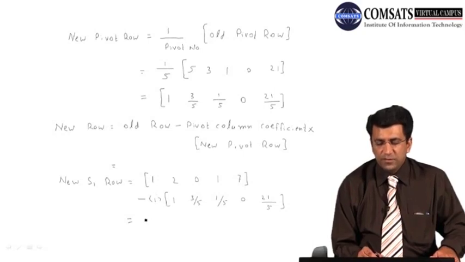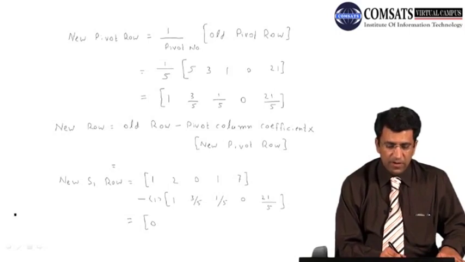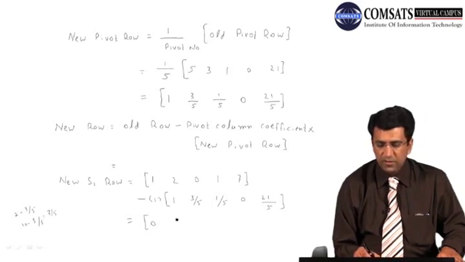Now that is 1 minus 1. The first value will be equal to 0. The next value will be equal to 2 minus 3 by 5. You can do some rough work here: 2 minus 3 by 5 is 10 minus 3 by 5, and this will be equal to 7 by 5. So this is our second value, that is 7 by 5. The third value will be equal to 0 minus 1 by 5, so our third value will be minus 1 by 5.